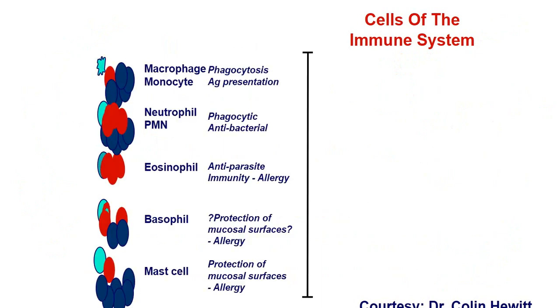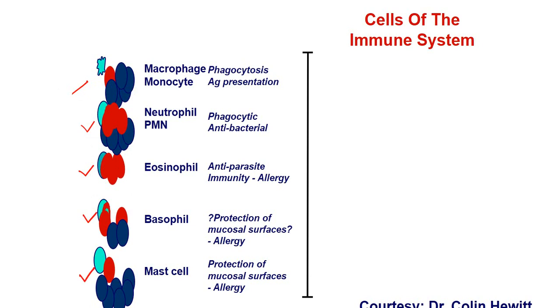Now when you talk about the cells of the immune system, this slide I have adapted from Professor Dr. Colin Hewitt's lecture. So these are the various types of the cells of the immune system. You have the macrophage and monocyte system, the neutrophils, especially the polymorphonuclear neutrophils, the eosinophil, the basophil, and the mast cell.